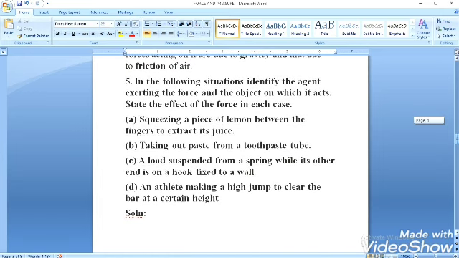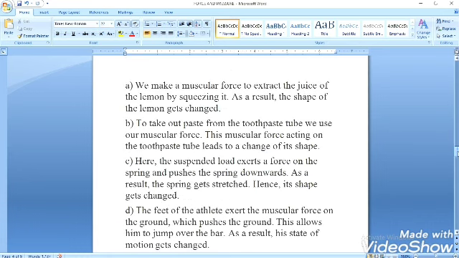Fifth one, in the following situations, identify the agent exerting the force and the object on which it acts. State the effect of the force in each case. First one, squeezing a piece of lemon between the fingers to extract its juice. So identify the agent exerting the force and the object on which it acts. Okay, so we can note first one. We make a muscular force to extract the juice of the lemon by squeezing it, right? As a result, the shape of the lemon gets changed.